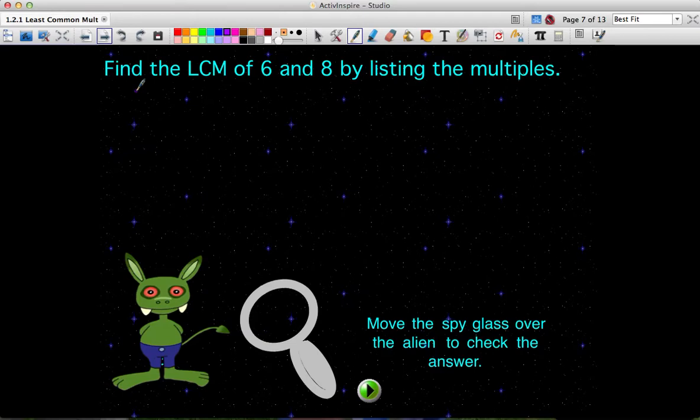Right, so now what I'd like you to do is pause and try and find the LCM of 6 and 8 by using the listing method. I gave you space in your notebook to do this. When you come back, we'll go over your answer.